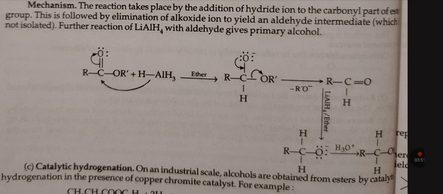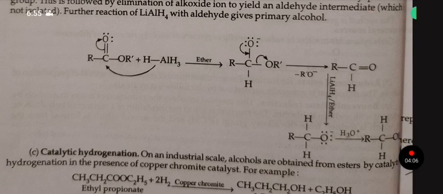Third, catalytic hydrogenation. On the industrial scale, alcohols are obtained from esters by catalytic hydrogenation in the presence of copper chromite catalyst. For example, ethyl propanoate in the presence of copper chromite will give prop-1-ol and ethanol.